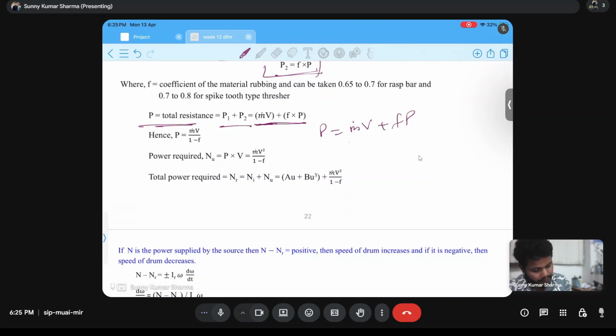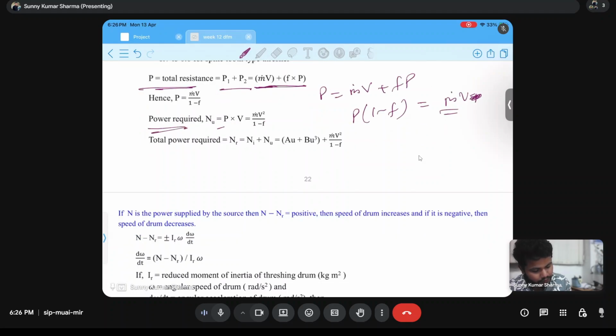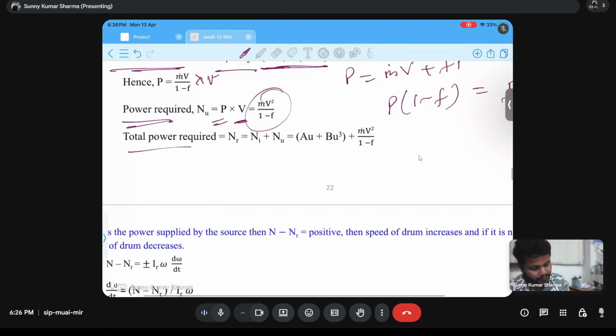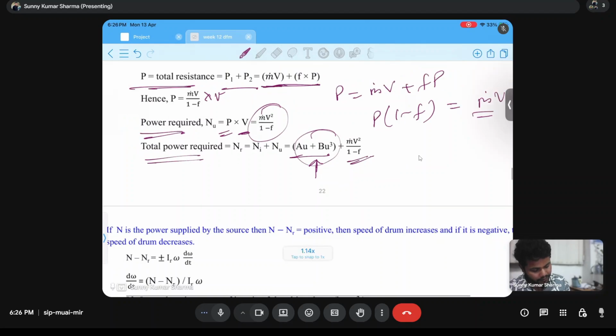So P into 1 minus F is equal to m dot V. So m dot V by 1 minus F is P. The power required is equal to this force into velocity. So this will be multiplied with velocity, and this will become m dot V square by 1 minus F. So total power required will become AU plus BU cube, which we have seen in earlier slide, plus m dot V square by 1 minus F. So this is the total power required.